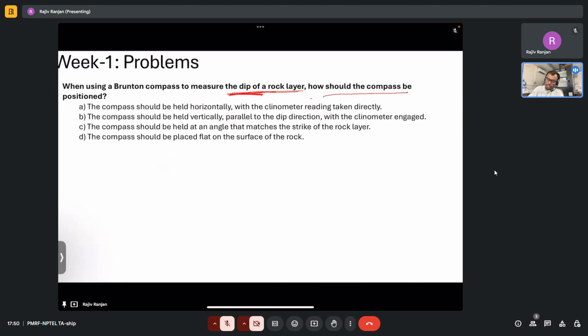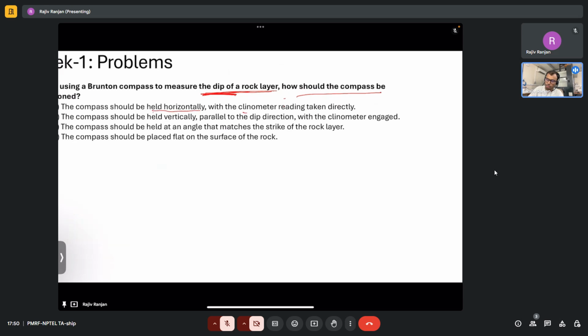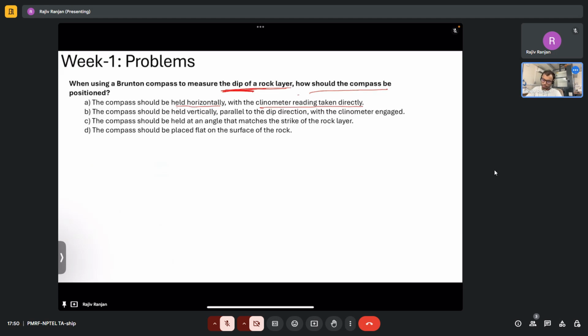The compass should be held horizontally with the clinometer reading taken directly. No, this is not correct. Let me go through the other options. The compass should be held vertically, parallel to the dip direction, with the clinometer engaged. The compass should be held at an angle that matches the strike of the rock layer. The compass should be placed flat on the surface of the rock. So, what is the correct way?